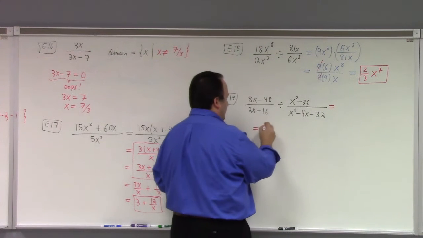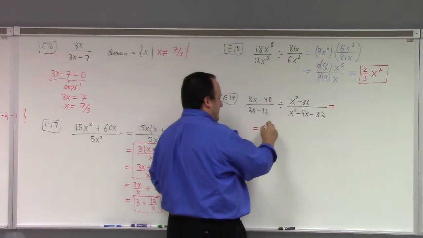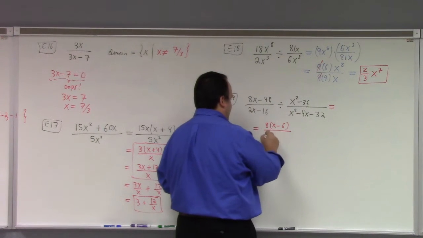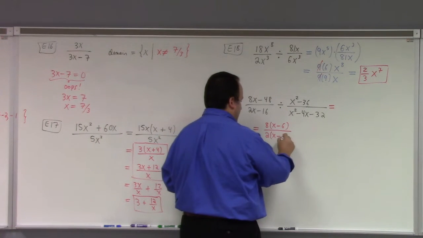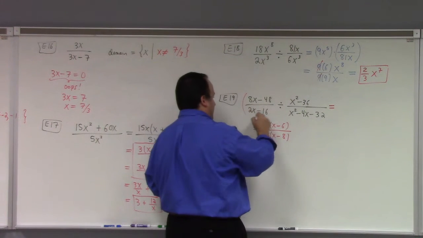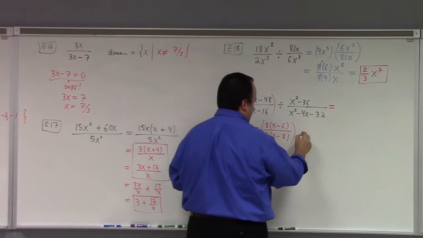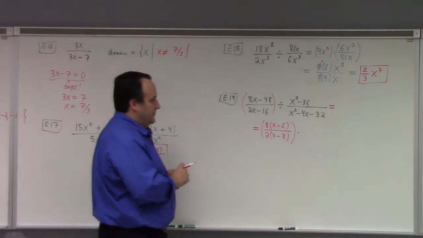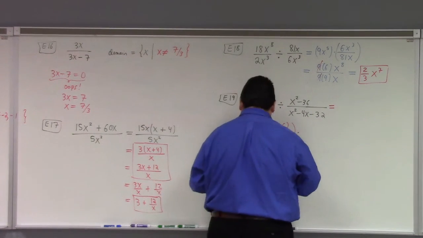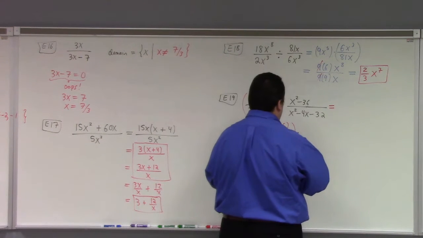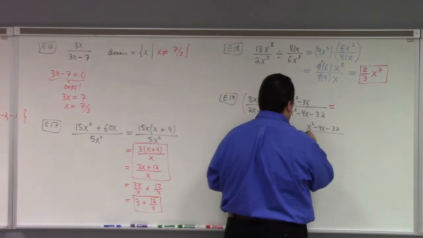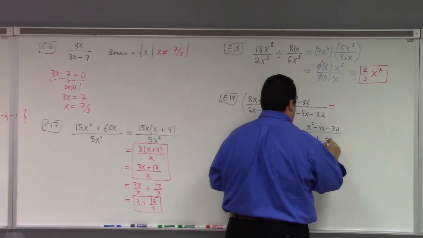So let's do this one here. So we can factor an 8 out, right? This is 8 times x minus 6. And downstairs we've got 2 times x minus 8, right? So that's just this term here. And we're dividing, so we multiply by the reciprocal, right? So we multiply by the x squared minus 4x minus 32 divided by x squared minus 36.